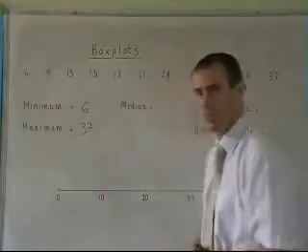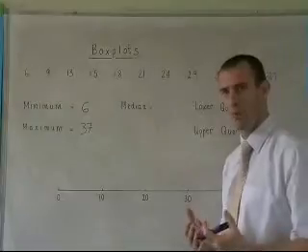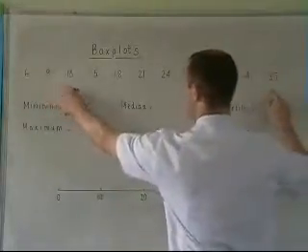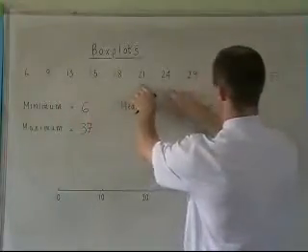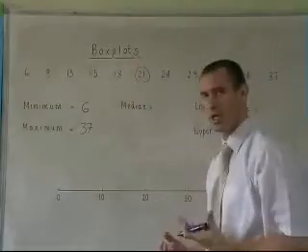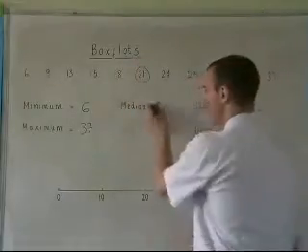Next we have the median. Now the median is the middle number. But looking at our 11 numbers, we start at the outside and we work in, and we get 21. We can write down our median number is 21.